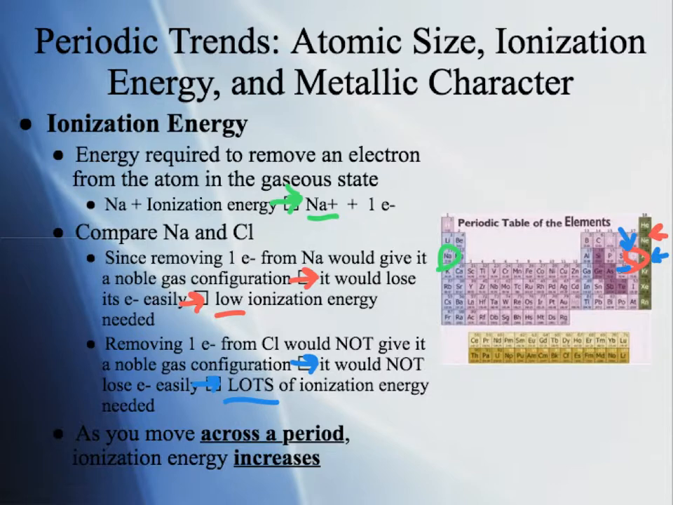So here's the general trend. As you move across a period from left to right, ionization energy increases, because as you get closer and closer to those noble gases, it's going to require more and more energy to take away electrons. Remember, these guys over here are going to want to gain electrons to become like the noble gases. Now, as you go down a group, the ionization energy decreases.